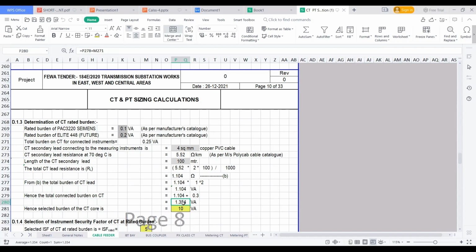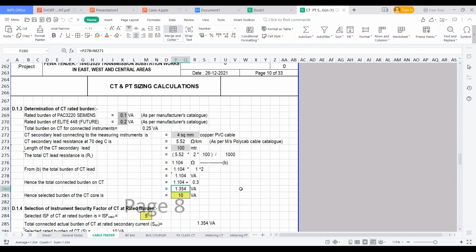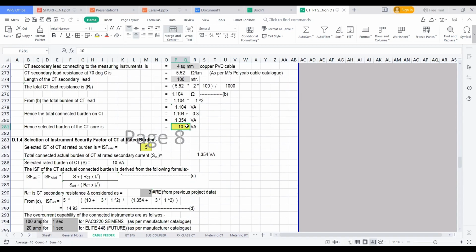What is my burden of the CT? 1.35. But I selected the CT burden as 10 VA, taking some margin, in case tomorrow I require connecting any other relays. So I take 10 VA. But for the metering, as I told, I have to secure the meters connected on the secondary side of the CT. The ISF rated is 5. Now let's see: the actual burden is 1.354, and my rated burden is 10 VA.